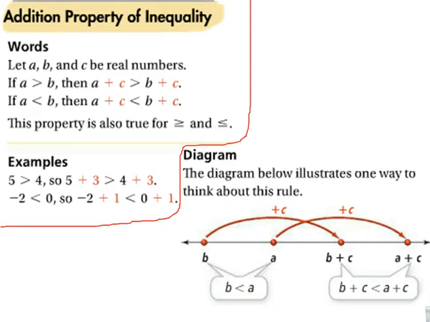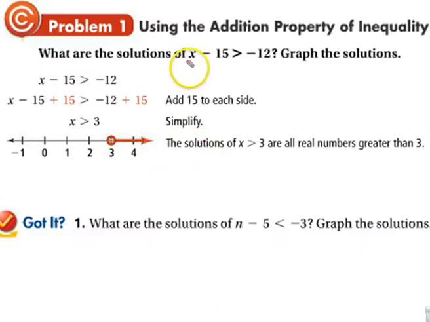So let's look at some real problems. x minus 15 is greater than negative 12. We want to get rid of the minus 15, so we isolate the variable. We add 15 to both sides. We get x is greater than 3. Remember, if it's greater than or less than, it's an open circle. If it's greater than or equal to, or less than or equal to, it's a closed circle.